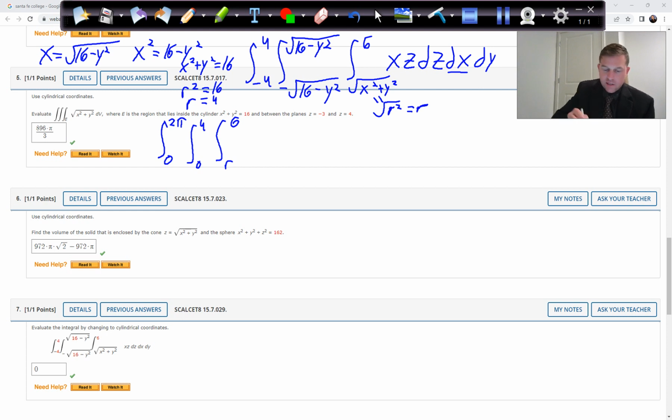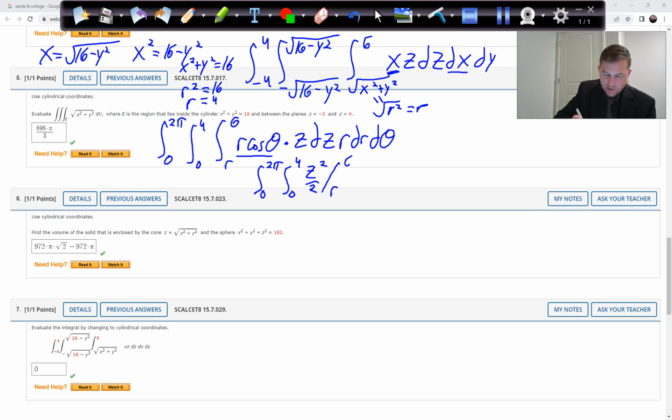Now x is actually r cosine theta. So we change that x to r cosine theta. z is just z, so we're going to keep z like that, and then we're going from dz to r dr dθ. And we have the antiderivative of z, which is z squared over 2 from r to 6, and then we have r cosine theta. Then we have times another r dr dθ.